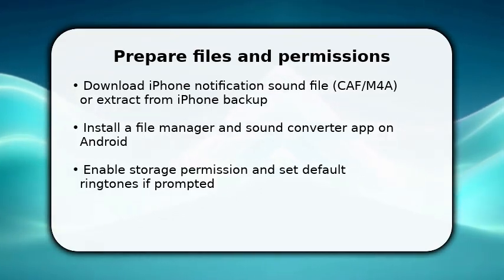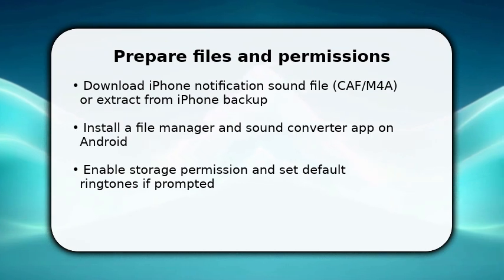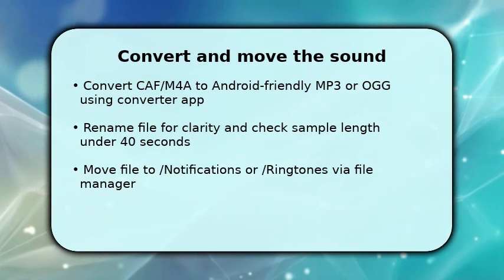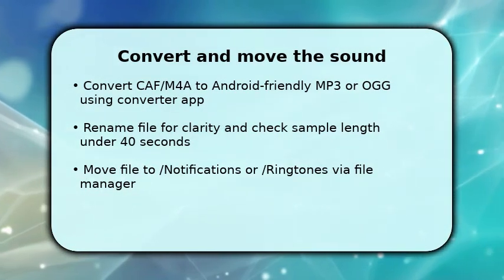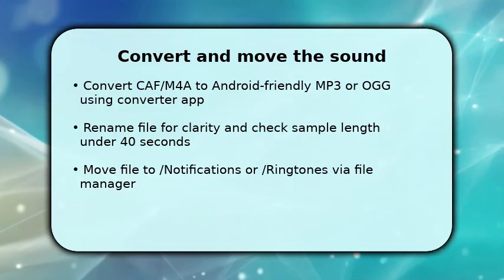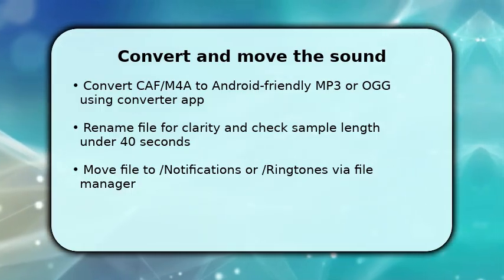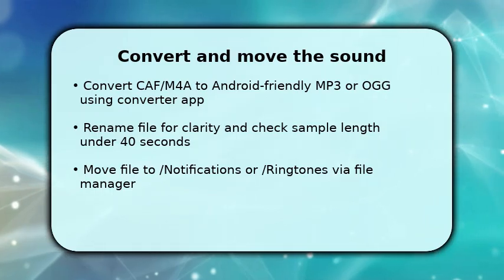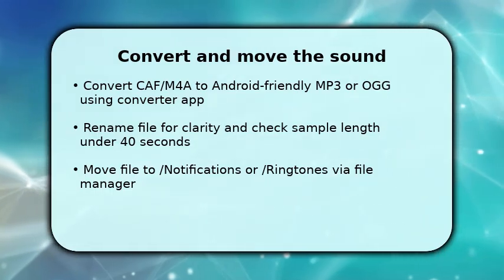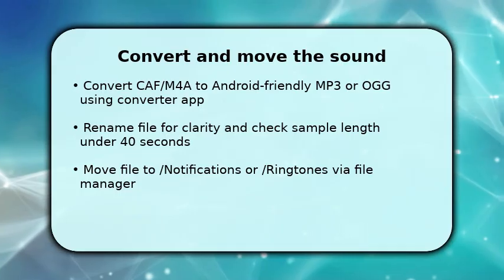Now convert the file to MP3 or OGG so Android recognizes it. Use the Converter app and pick a 256 kbps or similar preset for quality. Once converted, rename the file clearly and trim it under 40 seconds if it's long. Notification sounds should be short.